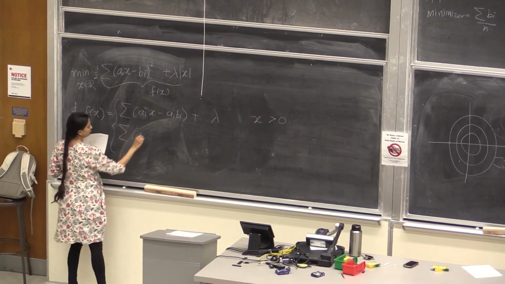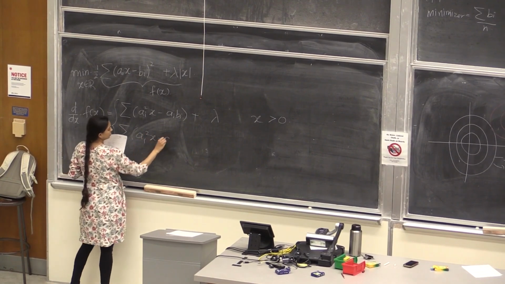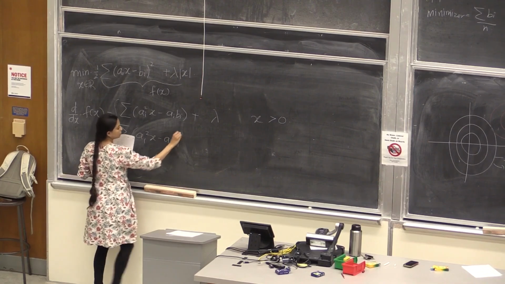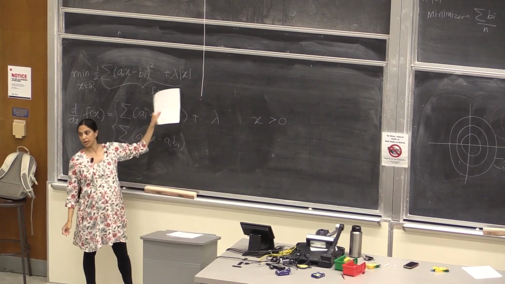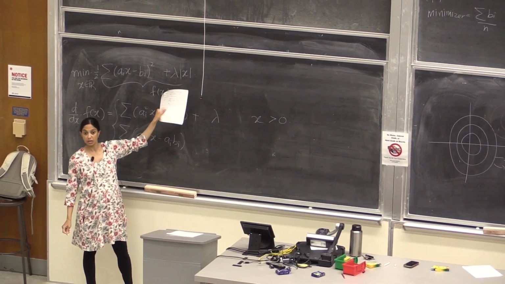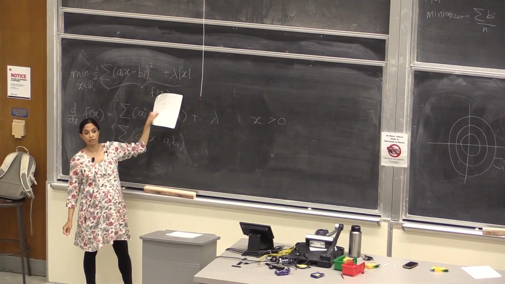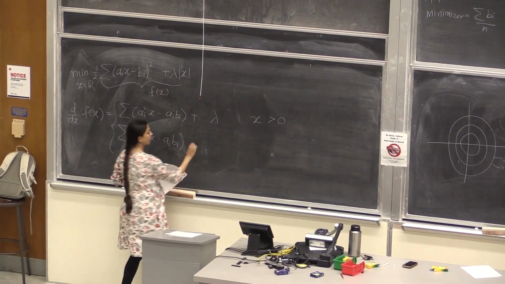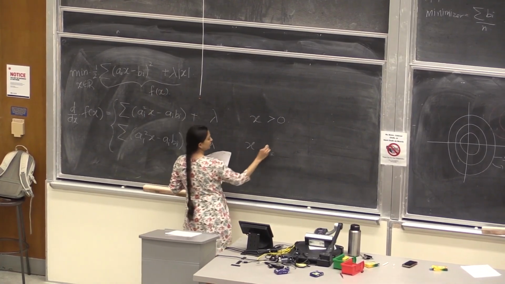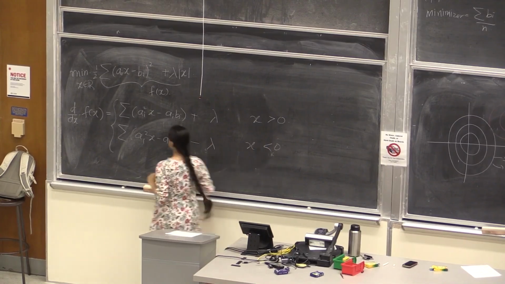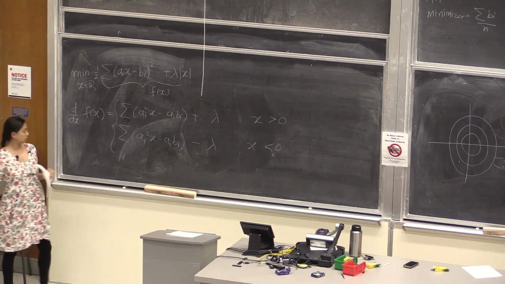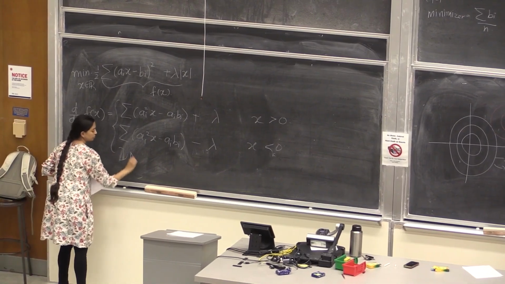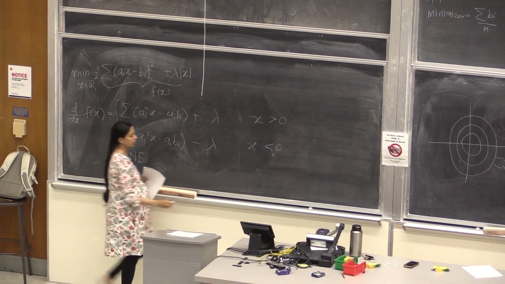This is the same term, a_i squared x minus a_i b_i. If x was less than 0, what is the absolute value of x equal to? Absolute value of x is minus x. And so what is the derivative of this term? Minus lambda if x is less than 0. And what happens if x is equal to 0? This is not differentiable, right? This derivative does not exist if x is equal to 0.